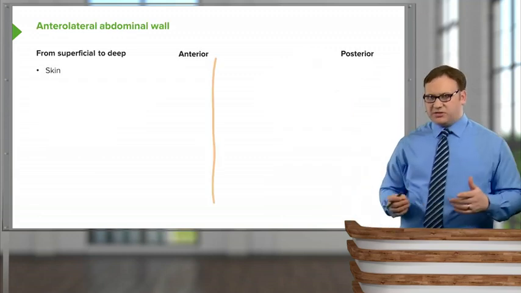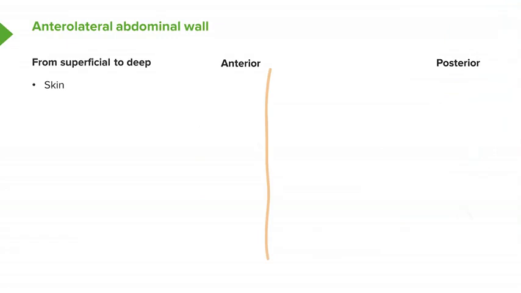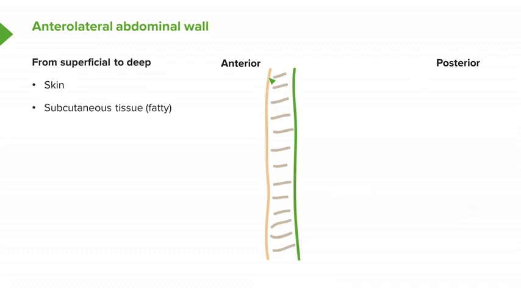So let's start off with some basics of the anterolateral abdominal wall. Here we can see from anterior to posterior, most anteriorly, what you can see when you take your shirt off, is the skin, this outer layer here. And deep to that layer of skin we have some subcutaneous fatty tissue, which we can see in this layer, immediately deep to the skin.